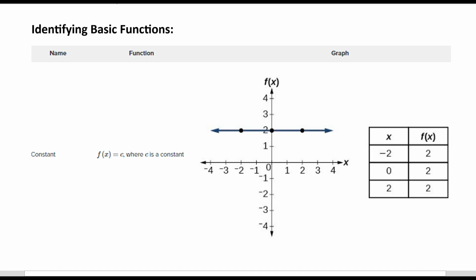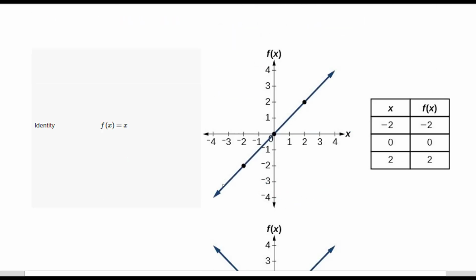If you have a constant function like f of x equals a constant, it's just going to be a horizontal line. There's no x value. You're not going to get an angled thing. It's just horizontal. If you see something like f of x equals x, in this case I call this identity, and that's what it looks like. Now if it's 2x, it's going to be steeper. If it's 1/2 x, it'd be less steep.